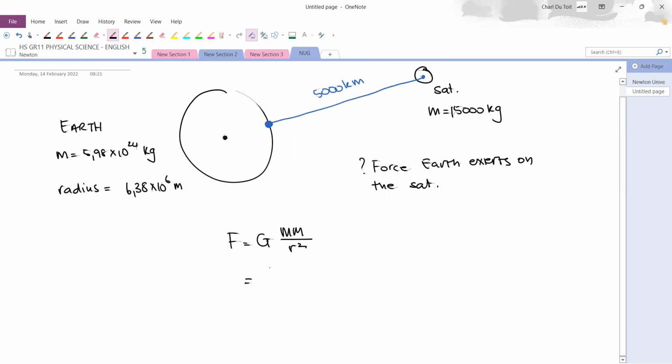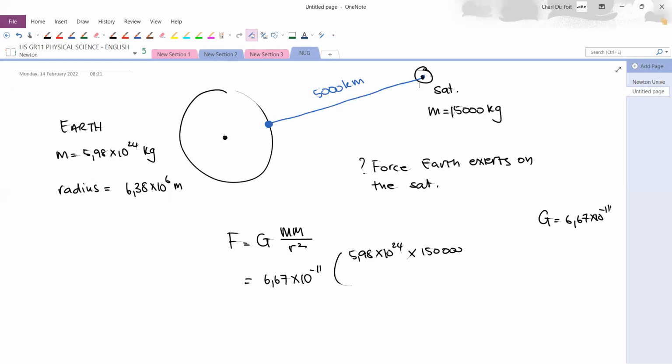The G value is 6,67 times 10 to the power of minus 11, that they give you. So they give you this formula, and they give you that G value. And then the mass of the Earth is 5,98 times 10 to the power of 24, times M2, which is the mass of the satellite, and that's just 15,000. The satellite is too small to worry about the radius.